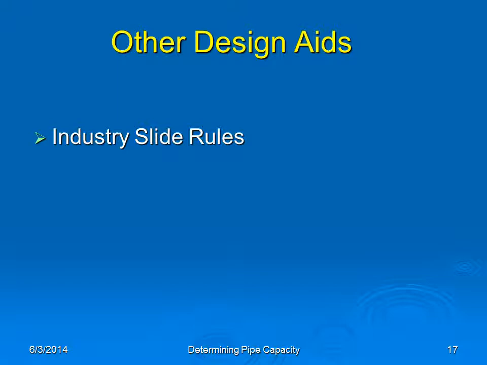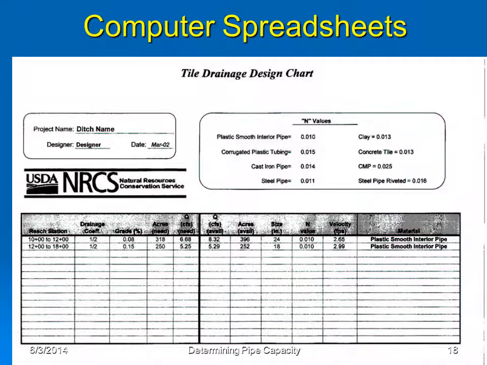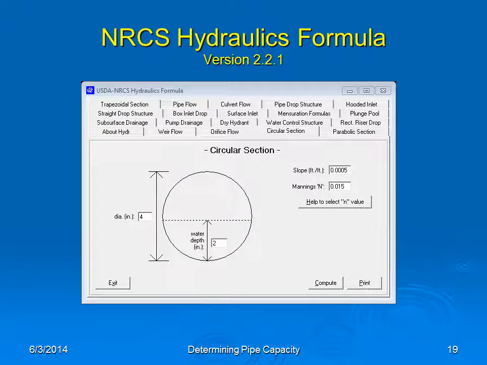Other design aids include industry slide rules, which you may have seen. Computer spreadsheets. This is a tile drainage design chart that someone set up on a computer spreadsheet, and you may have these in your field office. They work the same way as the engineering field tools. The NRCS hydraulics formula is pretty much a standalone version of the hydraulics formula that are contained in the engineering field tools, just in a different format.